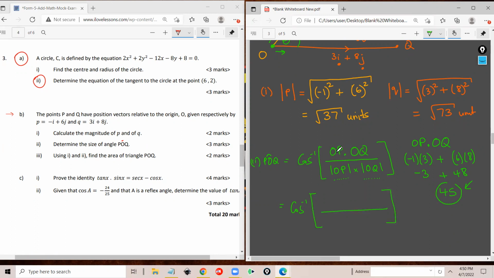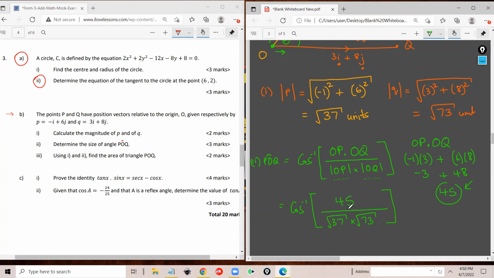The dot product of OP and OQ gave us 45. So we can throw away the top and put 45. We have the magnitude of OP, which is the square root of 37. And the magnitude of OQ is, well, the square root of 73. So this is a matter of just working it out on your calculator.